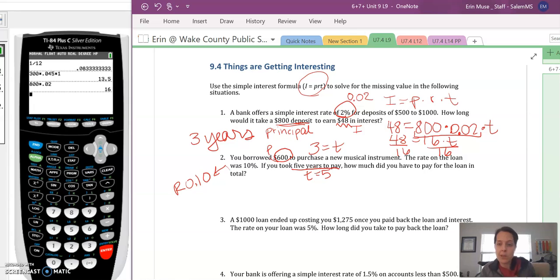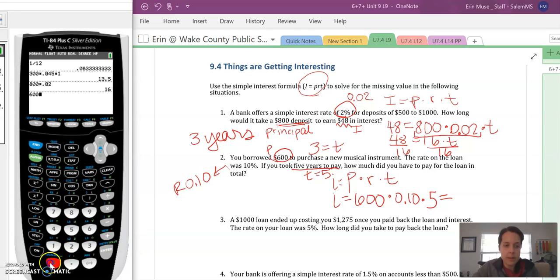So remember, you have to find that word total and think, okay, that means I have to pay the initial $600 plus what they're going to charge me in interest. So if I plug everything in, I'm still going to use the formula, interest equals principal times rate times time. I don't know how much interest, but I know I borrowed $600 at a rate of 10% over 5 years. And if I multiply that, I get 300.